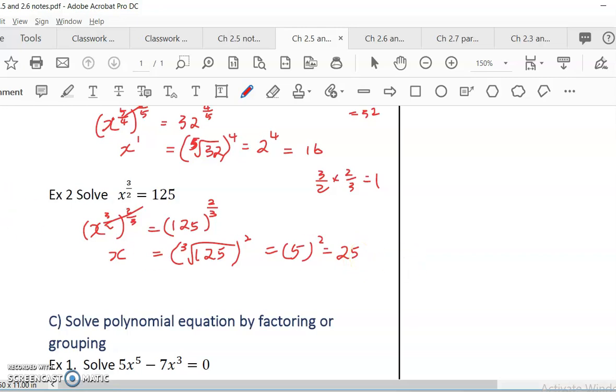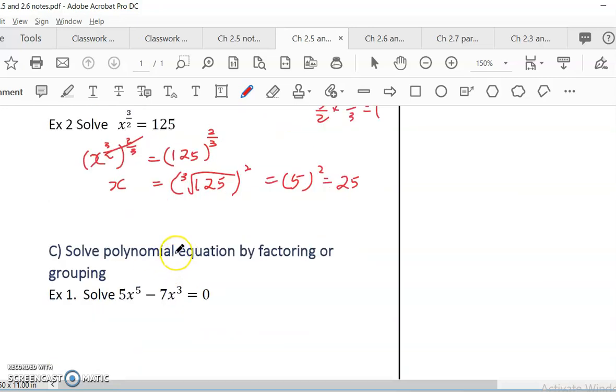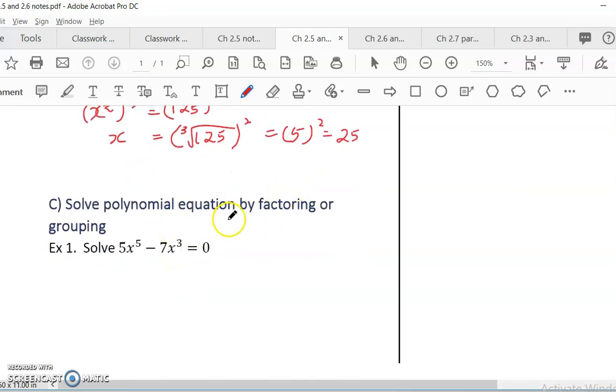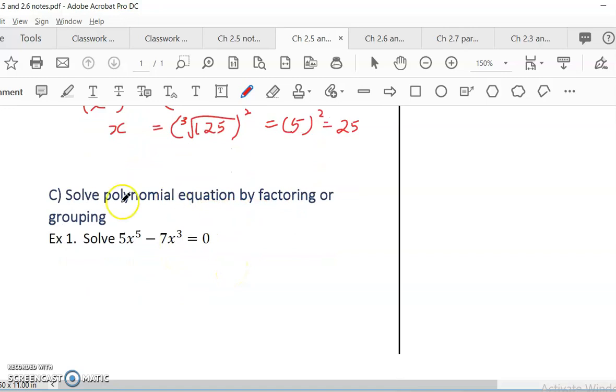Okay, so solving an equation that has this, you just multiply by the reciprocal of that exponent. The second type of equation is polynomial. And this is the one where I have 2 terms. Okay.